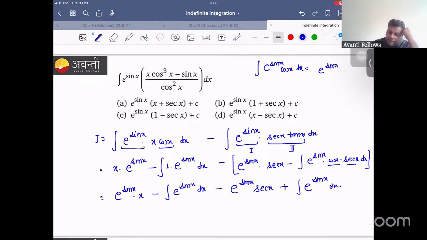Now this e to the power sin x, e to the power sin x will cancel out. So you take e to the power sin x common, that is x minus sec x. So Delhi is the correct answer. And I can see 2 or 3 have marked Delhi as an answer. Got it?